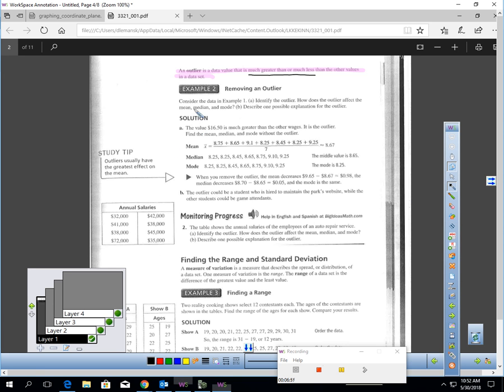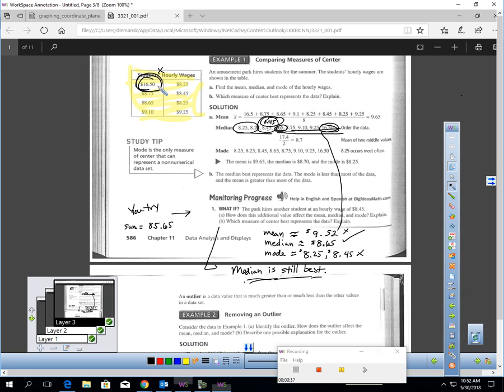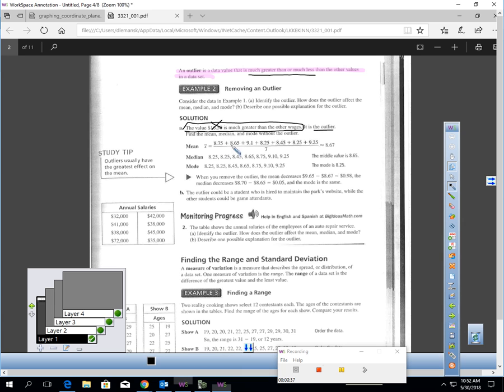And that's what they are asking here, okay? This value is much greater than the other wages. It's an outlier. So if we throw that value out and we recalculate this data without that in there, and you can see the book's doing that here, now we have a mean that's 8.67. Well, that mean is a lot better.